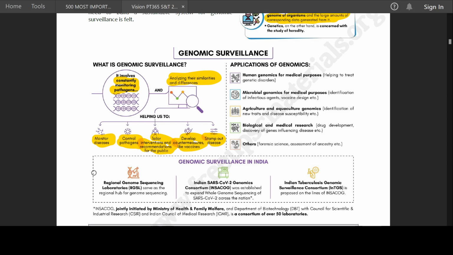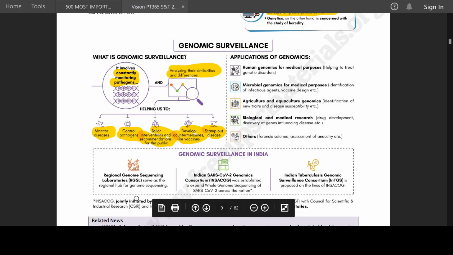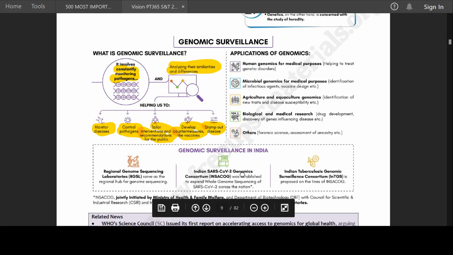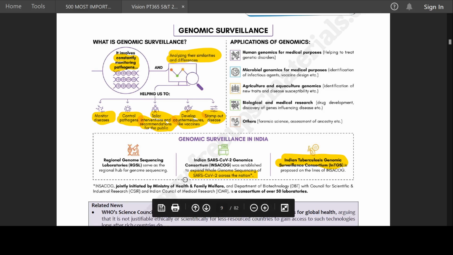Genomic surveillance in India: Regional Genome Sequencing Laboratories (RGSL) serve as the regional hub for genome sequencing. The Indian SARS-CoV-2 Genomics Consortium (INSACOG) was established to expand whole genome sequencing of SARS-CoV-2 across the nation. The Indian Tuberculosis Genome Surveillance Consortium is proposed on the lines of INSACOG. It is only proposed; the others are established.